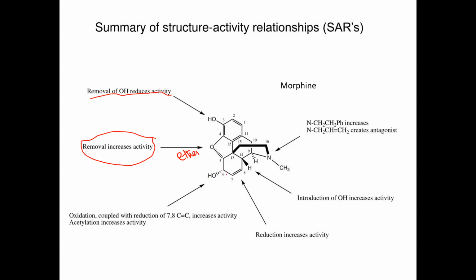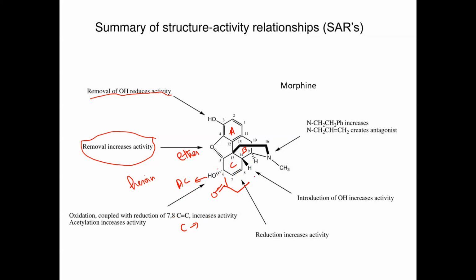This is the A ring, B ring and C ring. In the C ring, you can see that there is an OH. If the OH is oxidized to a ketone and the double bond is reduced, so that there is no double bond here, the activity increases. Also, if this OH is replaced by an acyl group, activity increases. That is called heroin, acetyl morphine.